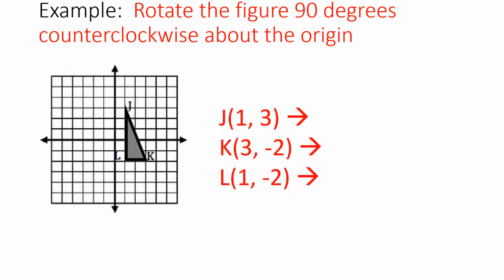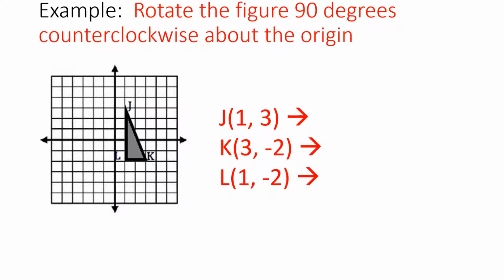So first, my ordered pair for J is 1, 3. My ordered pair for K is 3, -2, and my ordered pair for L is 1, -2. And the directions are telling me to rotate the figure 90 degrees counterclockwise about the origin.